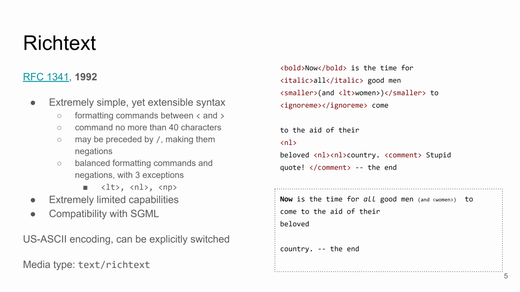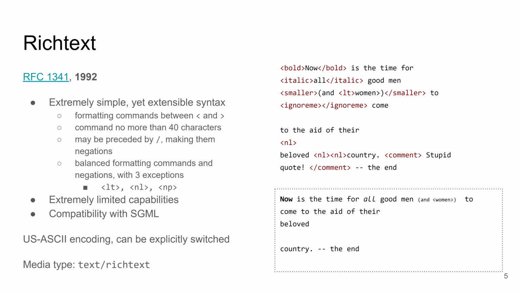Commands would be written between lesser than and greater than signs. There was a rule that a command cannot be longer than 40 characters. And there may be a negation command, which you can tell by its name, which starts with a slash. Then commands and their negations needed to be balanced.